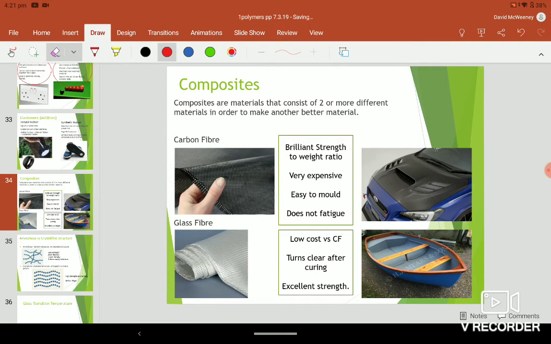And then glass fiber is the exact same principle, only it's glass that's used to make the sheet, so it's much cheaper. It's not as hard to make as carbon fiber. The problem with the carbon fiber sheet is that it's very, very hard to make. That's why it's so expensive. Glass fiber is low cost, turns clear when it's curing, has excellent strength, and is used on things like boats.